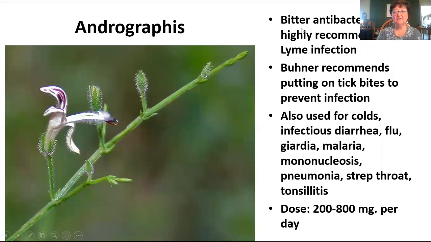Andrographis is a bitter antimicrobial herb, highly recommended for Lyme infection. Buhner recommends putting it on tick bites to prevent infection. However, I'm not sure how available it is in the Midwest. I believe that in the western states it's more available. It is a beautiful plant. You can see the bloom. We'll see a better look at that.